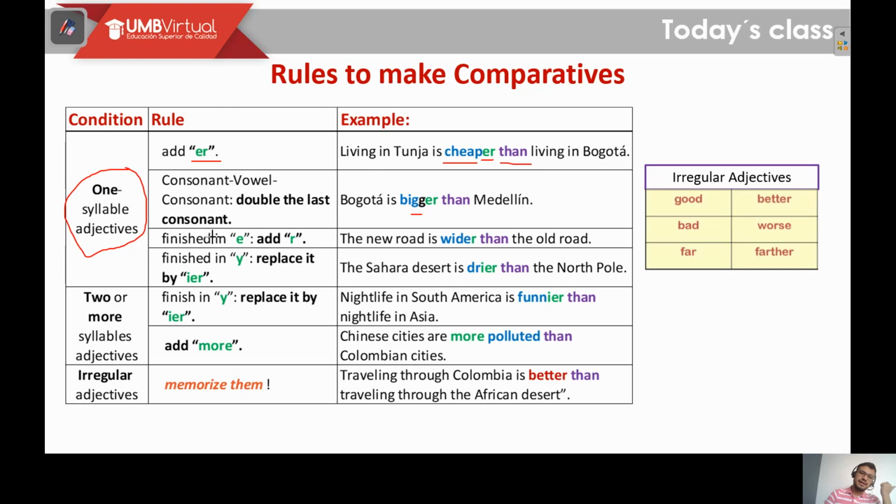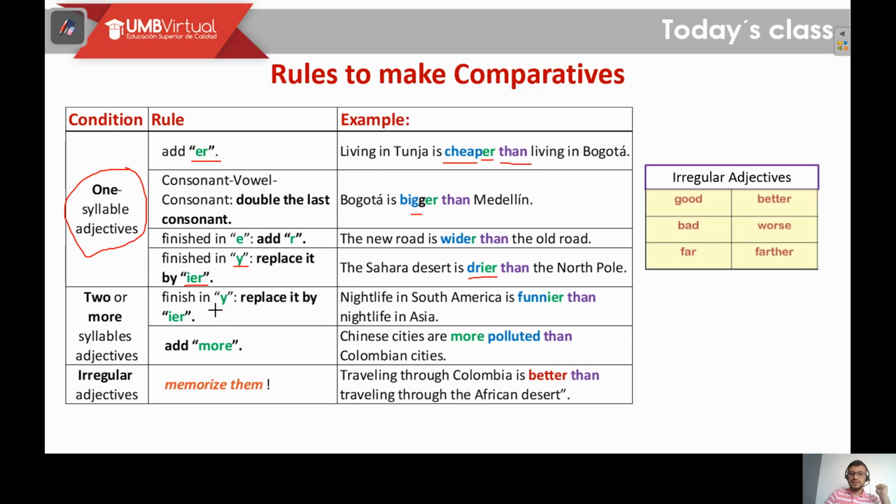If the adjective finishes in E, we are just going to add R. El adjetivo termina en E de una vez, entonces solamente agregamos R. The new road is wider than the old road. If it finishes in Y, we are going to replace it by IER. The Sahara Desert is drier than the North Pole.